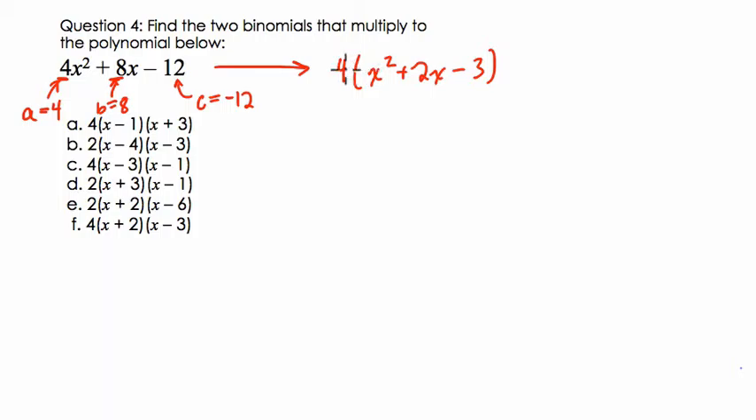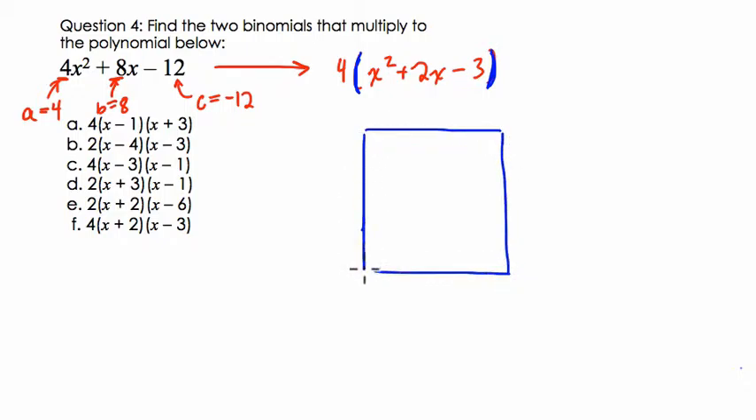Well, if you work backwards, you can see 4 times x squared, that's 4x squared. 4 groups of 2x, that's 8 groups of x. And 4 times negative 3, that's negative 12. What this allows me to realize, and the reason I like to do it this way, is because now I can just factor what's in these parentheses here. And I would draw an area model for that.